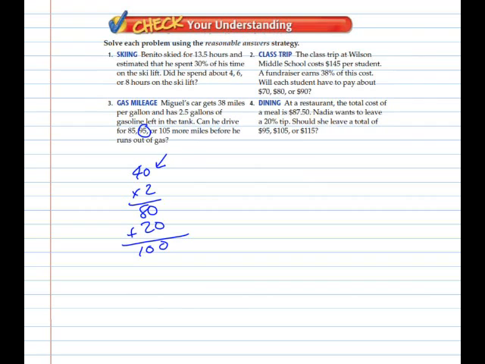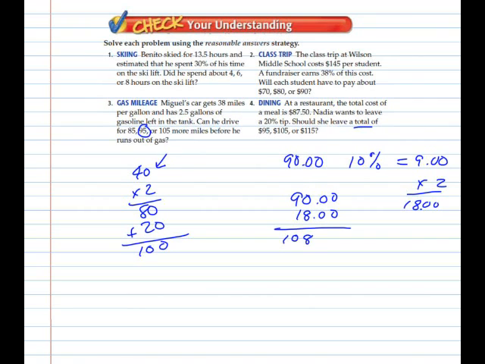Number 4. At a restaurant, the total cost of a meal is $87.50. Nadia wants to leave a $20 tip. She should leave a total of 95, 105, or 115. Well, if we round 87 to 90, we find 10% of 90, which is 9. We double that to 18 because that gives us 20%. If she spent 90 on the food and 18 on the tip, that's about 108.